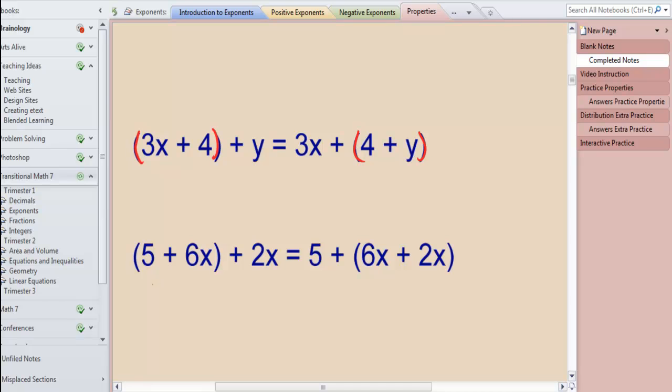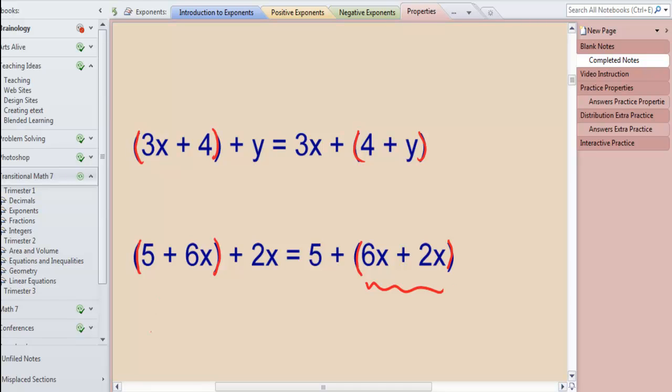Example, we have 5 plus 6x plus 2x, where on the left-hand side, the parentheses let us know that we need to add 5 and 6x first. On the right-hand side, we have the same order, 5, 6x, and 2x being added together, but the parentheses ask us to add 6x and 2x first. So which side could we actually complete if we were going to be adding? What do you think? We could complete the right-hand side but not the left.